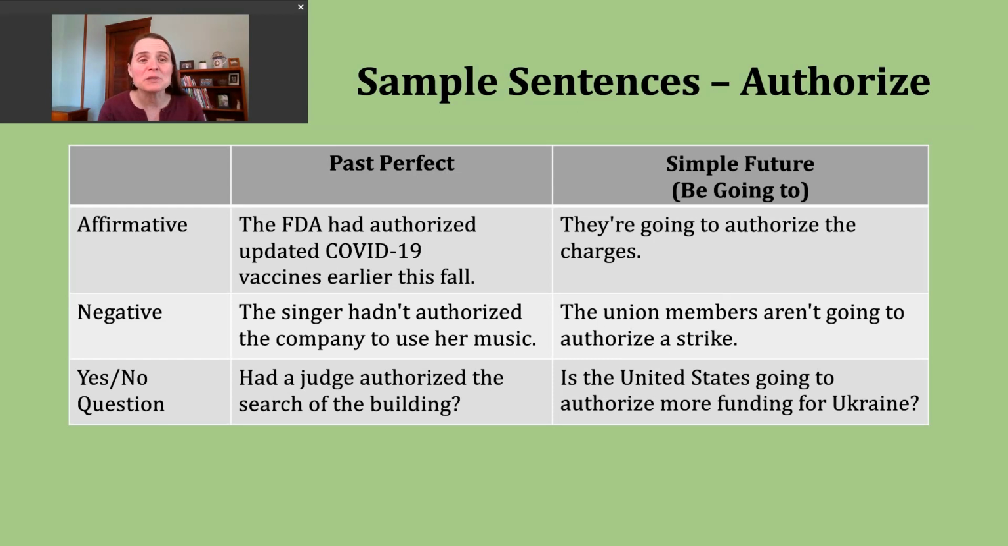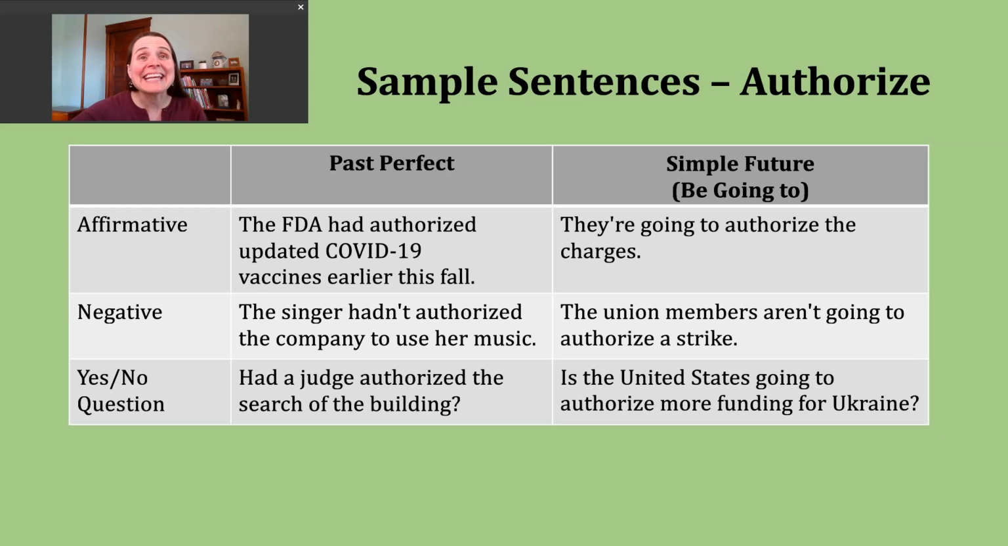Let's take a look at an example sentence. The FDA had authorized updated COVID-19 vaccines earlier this fall. So it might be that idea of giving approval, giving permission here for vaccines to be administered. This particular department has looked at them, found them to be safe, and so they give that permission.